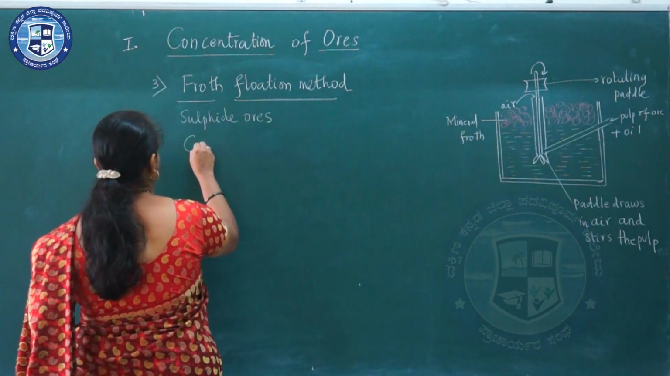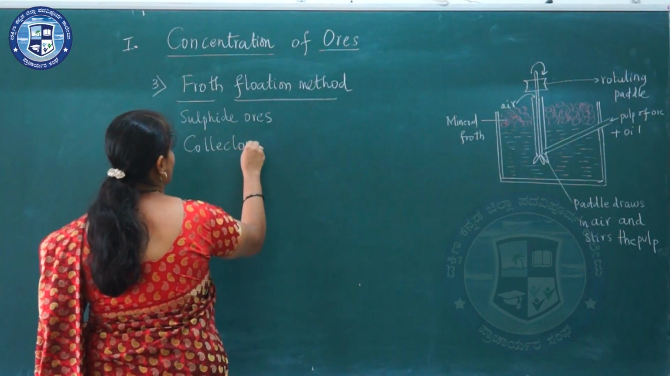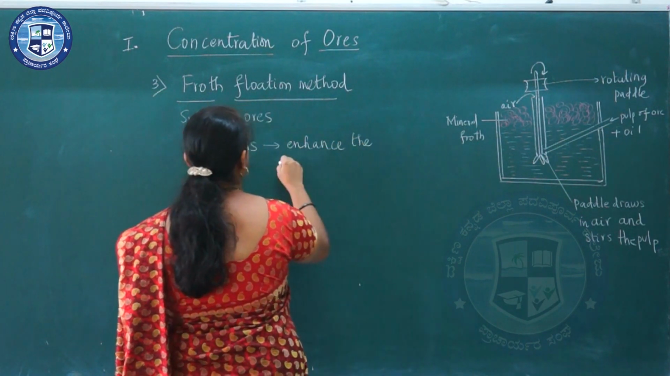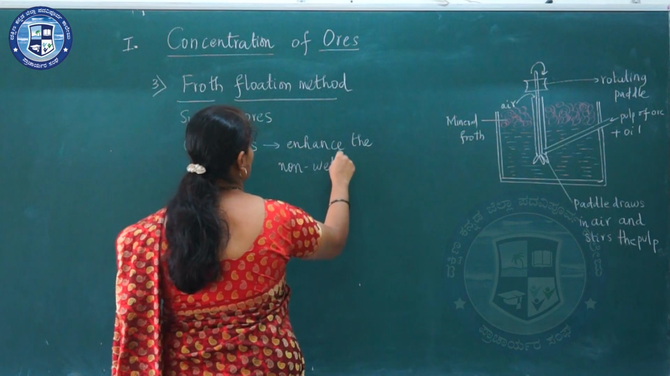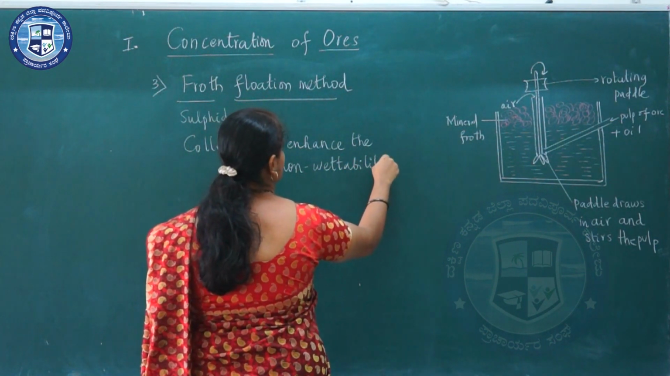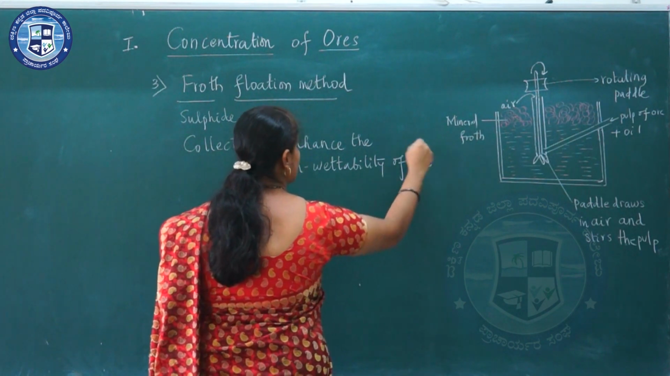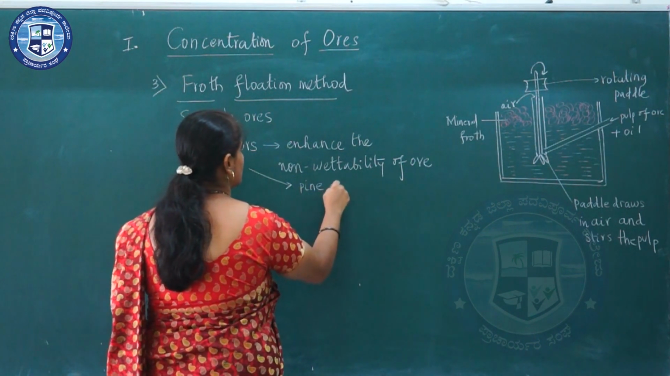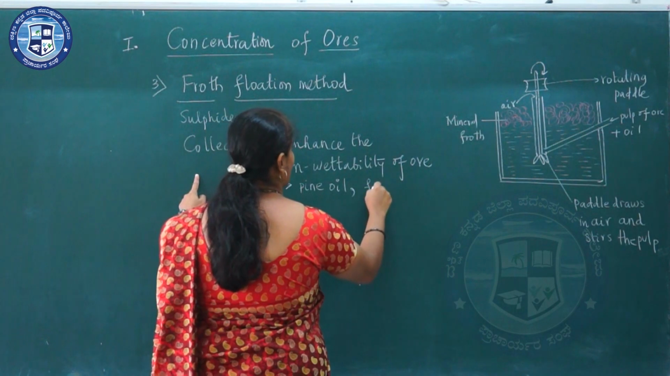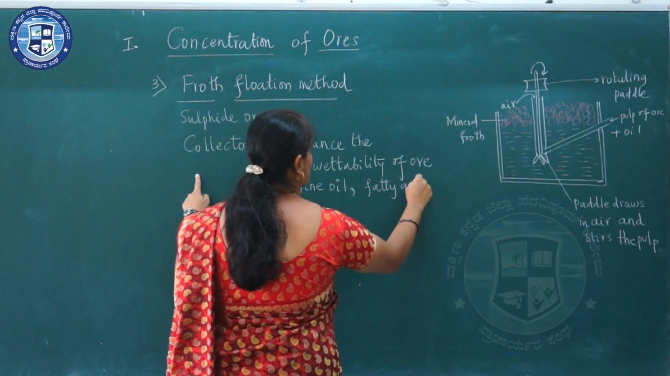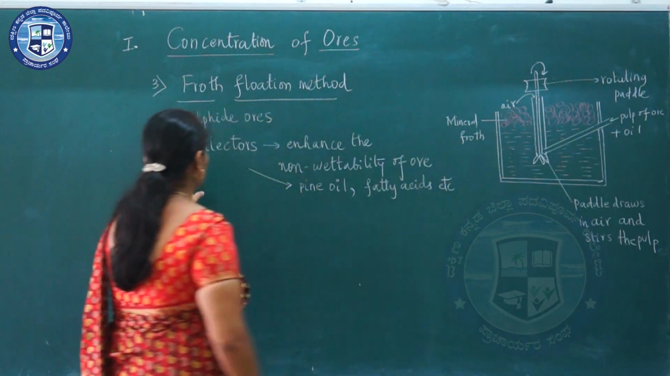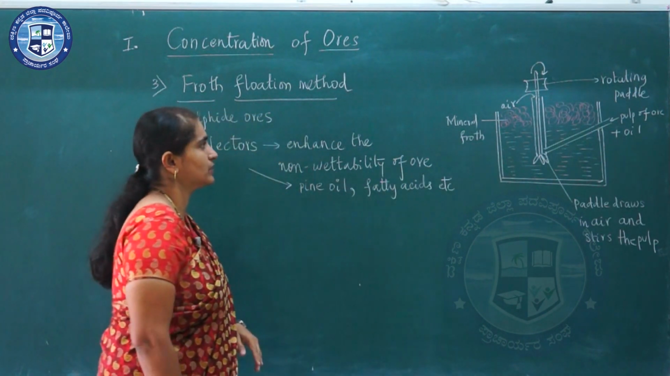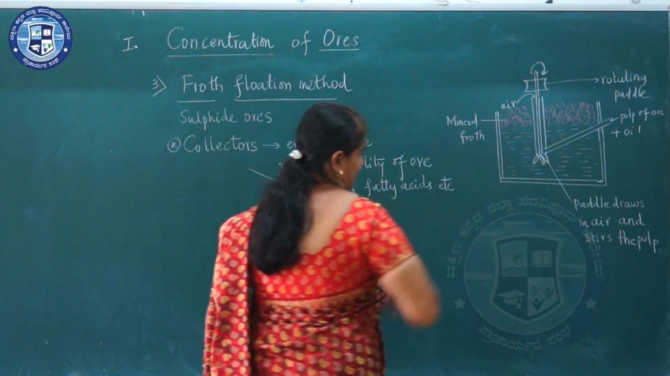Collectors are added. Now what are collectors? Collectors enhance the non-wettability of the ore. So usually the collectors we add here may be pine oil, oil in general, fatty acids, etc. Okay, so the things added here are collectors, and they enhance the non-wettability of the ore. So we add that. I have written it as oil there, we can see.